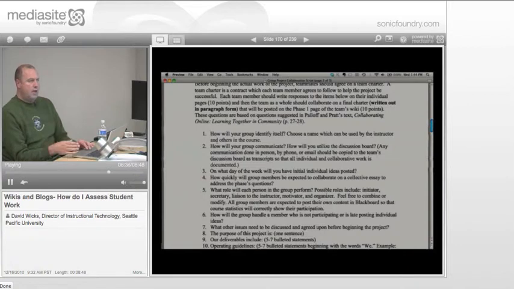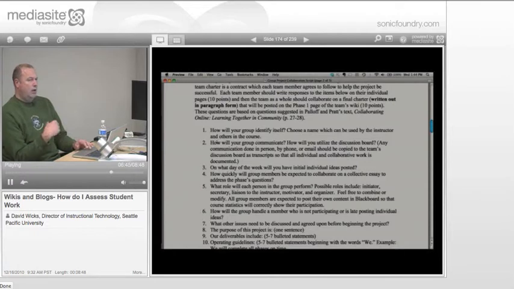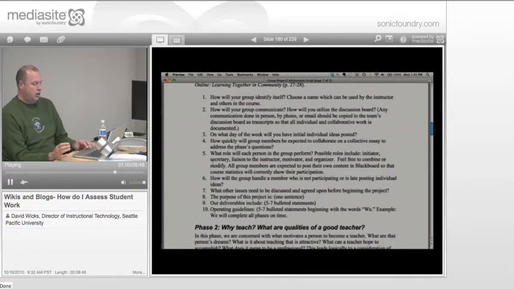When will you meet? Are you meeting in person, or only online? How quickly do you expect everybody to respond to messages that are being sent out? How will you handle a group member who's not participating? What is the goal of this project? What are the deliverables? What are the products that are being asked for? These are all pieces that they can work from.